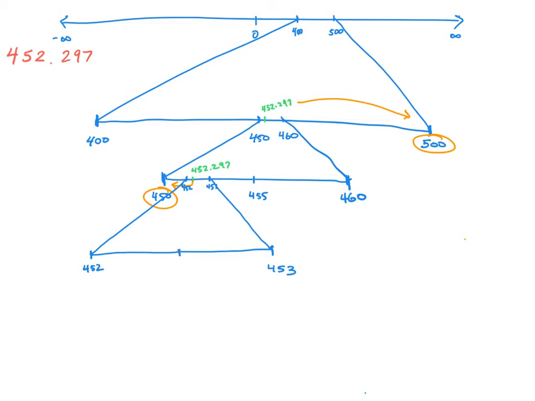Halfway between 452 and 453 is 452 and a half, 5/10. My number, 452 and 297 thousandths, has a 2 in the tenths place, and then it has a little bit more in the hundredths and thousandths. It's actually really close to 452 and 3/10. So I'm going to say it's maybe right about here on this number line.